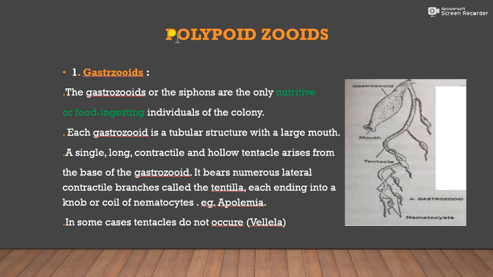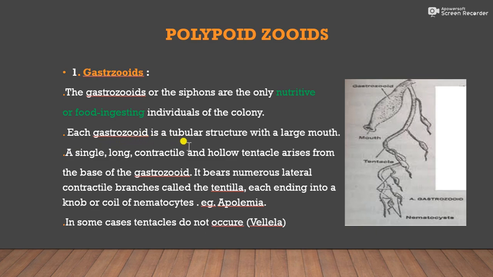First of all, we see the polypoid zooids, and that polypoid zooid is the gastrozooid. The gastrozooids, or siphons, are the only nutritive or food ingesting individuals of the colony. Look at this picture, gastrozooids. This gastrozooid is also called a polyp.